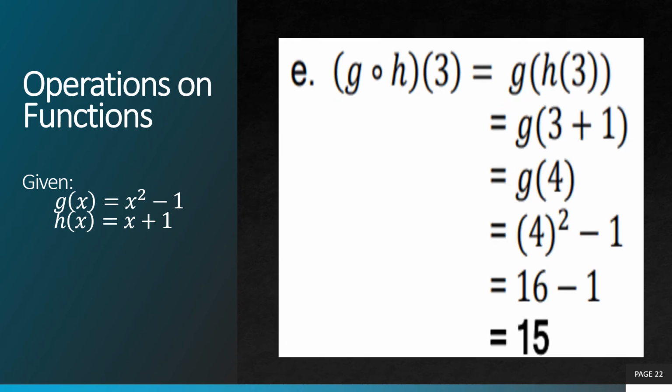And for the last example, we have g circle h of 3, or g of h of 3. We can replace h of 3 by 3 plus 1, because the value of x here is 3. If we simplify this, that is 4. So if we have 4 as the value of x here at g of x, that will be 4 squared minus 1. And 4 squared is 16. You all know that 16 minus 1 will give us 15.